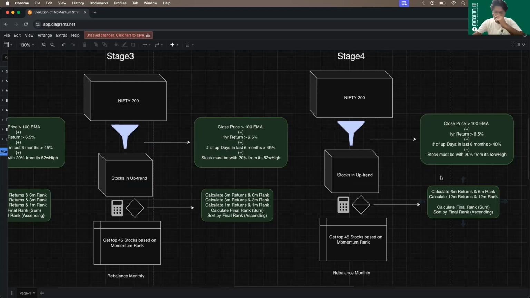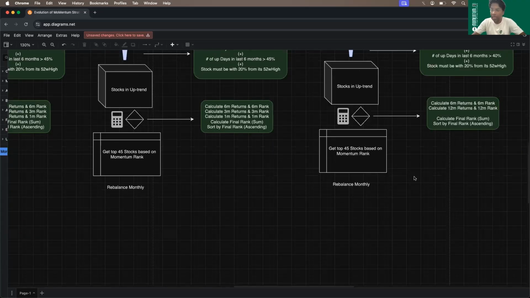So one way what I did was, instead of using 1, 3, 6 month absolute returns and getting the ranks, I moved it to 6 and 12 months. So I'm now looking at 1 year data of the returns as well as the last 6 months data. You can take 1 year as the long term and 6 months as the midterm. Based on these two returns, I judge a stock. I'll calculate the rank for 12 months, I'll also calculate the rank for 6 months, and I'll give equal weightage to both. And then I calculate the final rank.